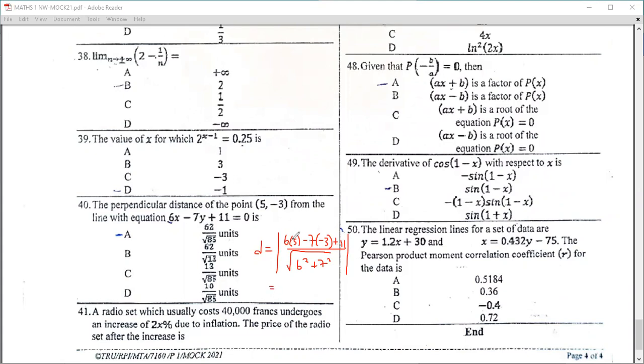So we have 6 times 5 is 30, minus 7 times minus 3. So we have 30 plus 21, which is 51. 51 plus 11 is 62. So we have 62 on the square root of, what's 6 squared? 36, and 7 squared is 49, right? So we have 62 on root 85.